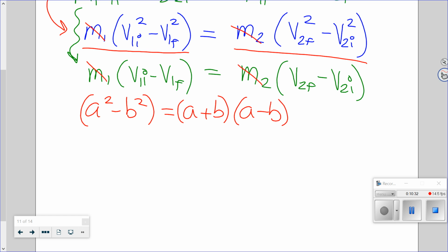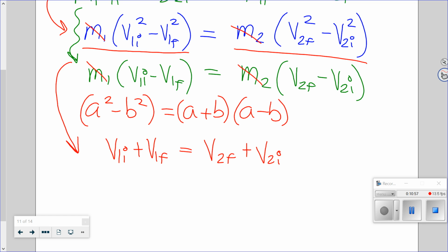Okay, so I do my division, and I get v1 initial plus v1 final equals v2 final plus v2 initial. But now they're just added on both sides, and I can do initial plus final, and final plus initial. Okay?